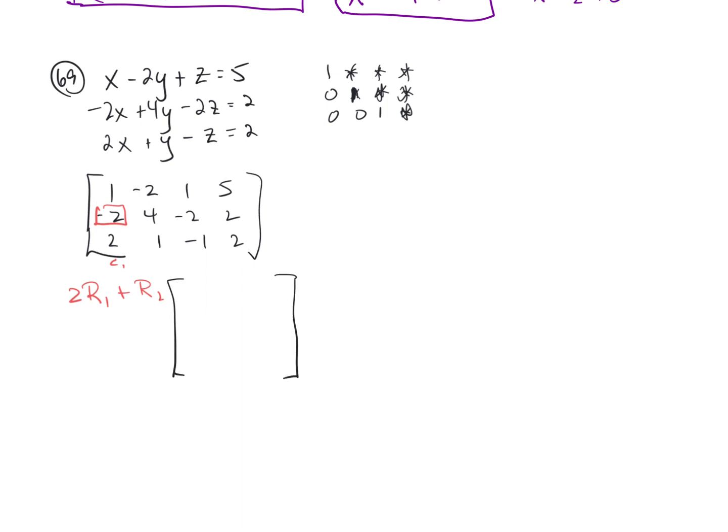So row 1 doesn't actually change. Row 3 definitely doesn't change. And row 2, if I multiply the top by 2, I'll have 2, -4, 2, 10. So I'm going to add those to row 2. So I'll have 0, I'll have 0, oh, I'll have 0, I'll have 12.